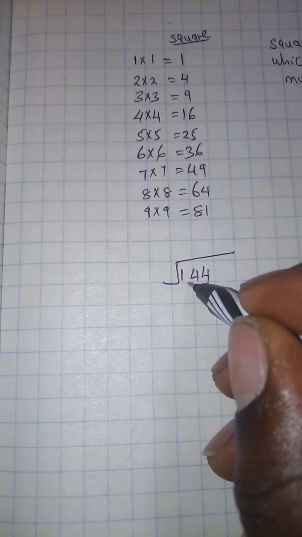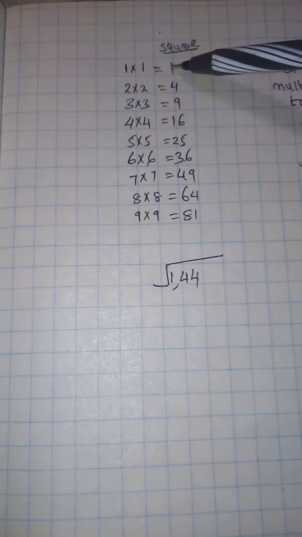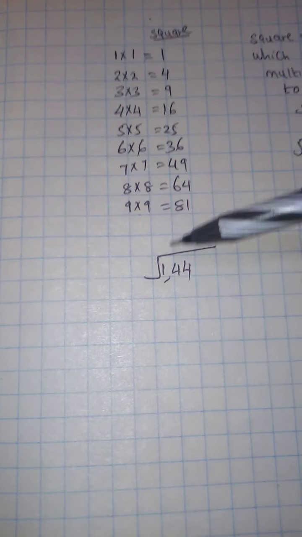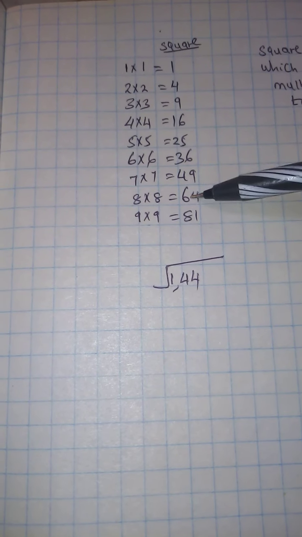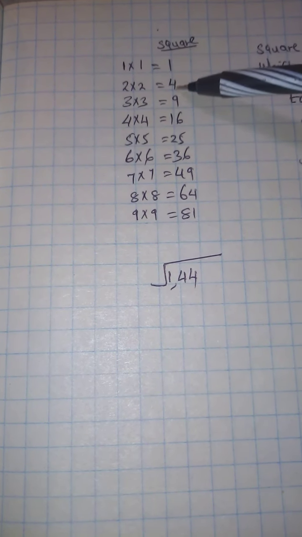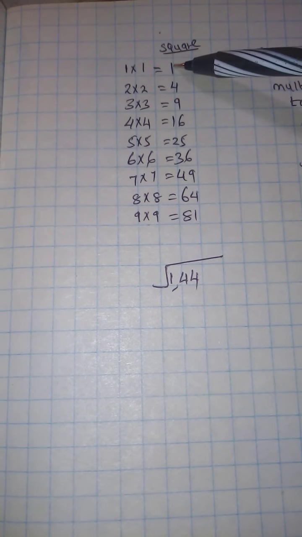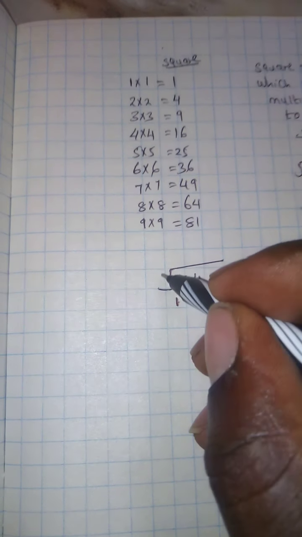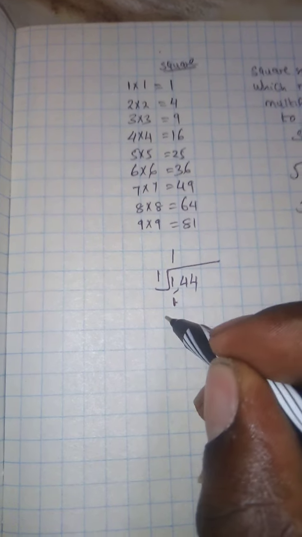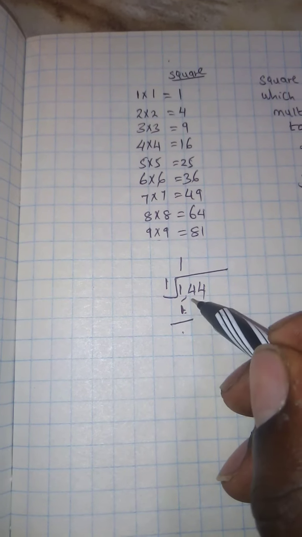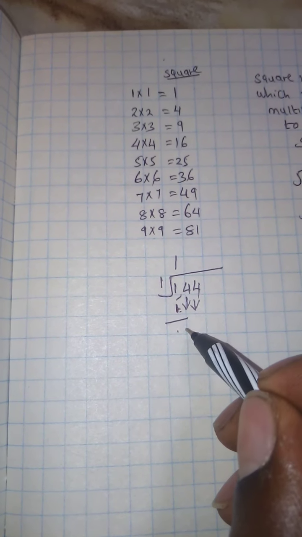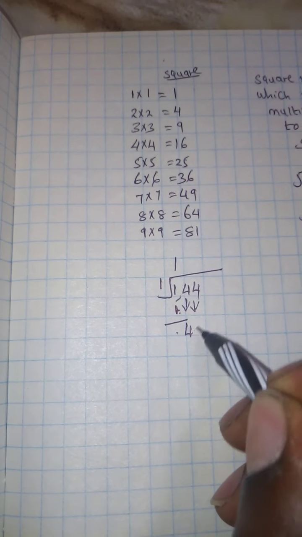We first divide the number into 2 like that, and then ask ourselves, of all these squares, which one is closer to 1? It must be 1 or less than 1, but not more. In this situation, the square that is close to 1 is 1. So we say it's 1. And how do we get 1? 1 times 1 to get 1, and then we subtract. 1 minus 1 is equal to 0. Then we drop these 2 digits down. We will have a new value, 44.